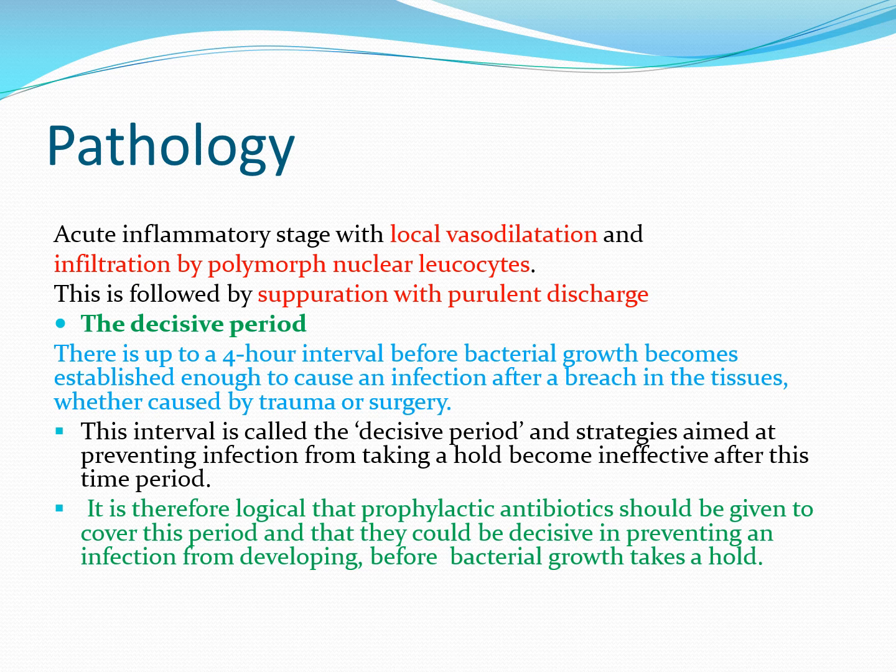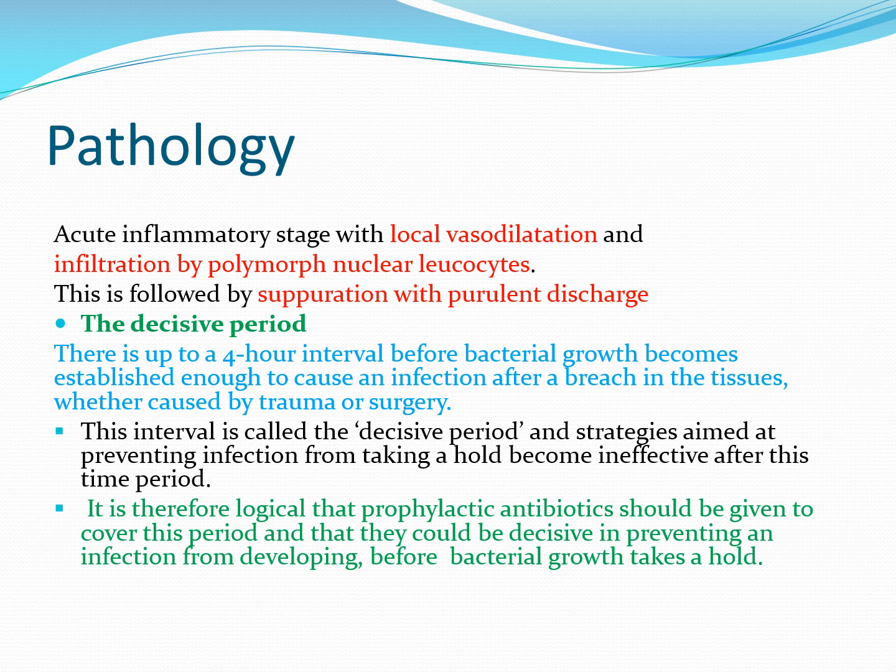Pathologically, there is an acute inflammatory stage with local vasodilation and infiltration by polymorphonuclear leukocytes. This occurs early on, and it is followed by suppuration with purulent discharge. The interval between the inoculation of the bacteria and the development of bacterial growth is about 4 hours, and for the bacteria to establish itself, it needs this time.